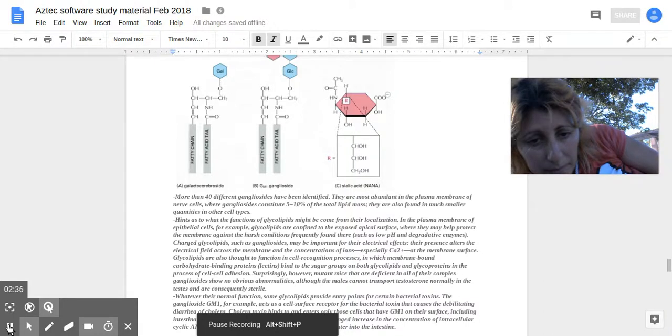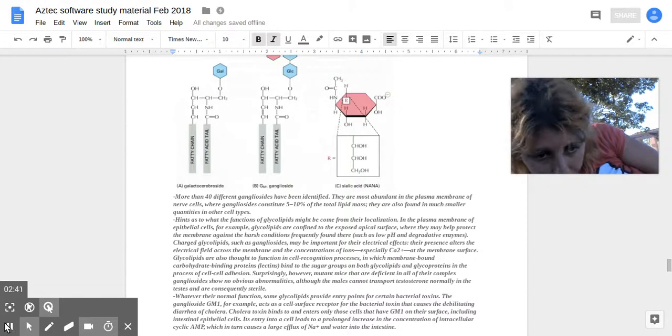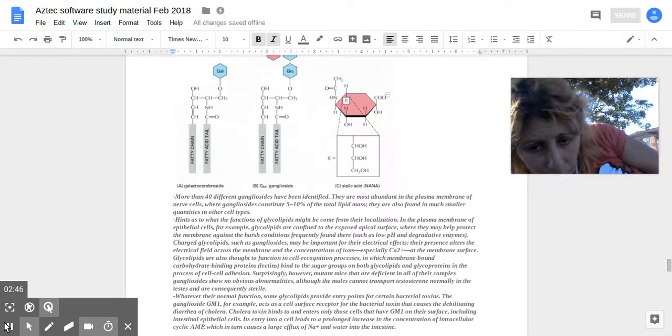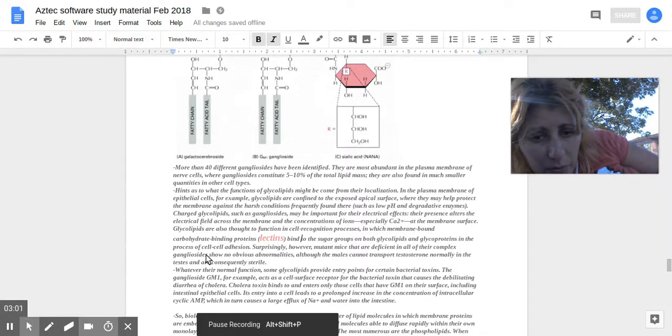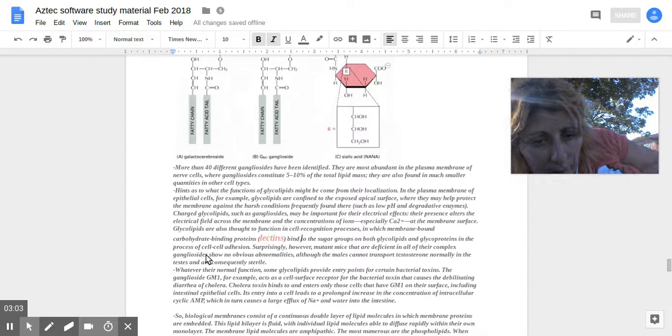Surprisingly, however, mutant mice that are deficient in all of their complex gangliosides show no obvious abnormalities, although males cannot transport testosterone normally and are consequently sterile. Whatever their normal function, some glycolipids provide entry points for certain bacterial toxins. The ganglioside GM1, for example, acts as a cell-surface receptor for the bacterial toxin that causes the debilitating diarrhea of cholera.